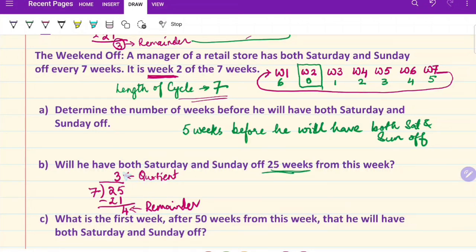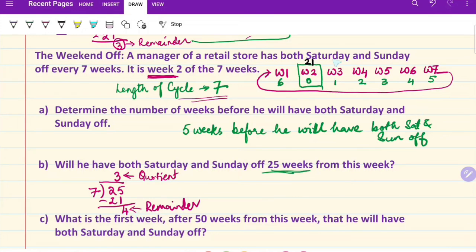So after 3 cycles, we will arrive at the initial position 0, home base, and that will be 21 weeks. So this one is going to be 21 weeks. And then to get to 25 weeks, we have to count 4 more weeks. That's the remainder. How many weeks do we have to count after the 21st week? 4 more weeks. That information comes from the remainder.